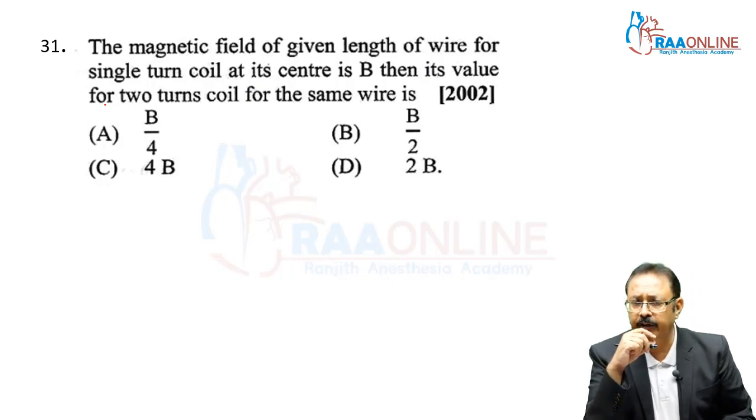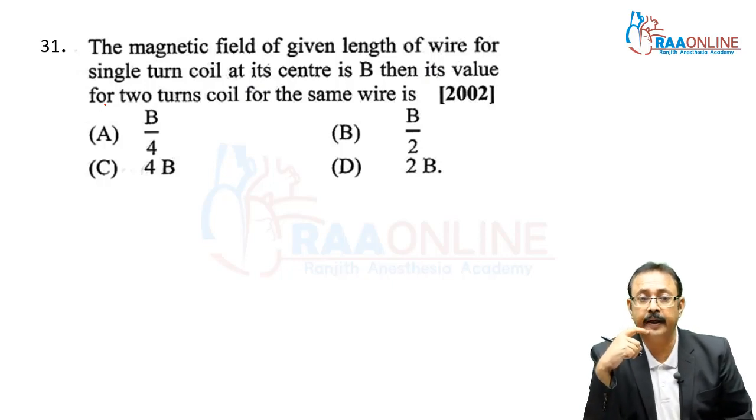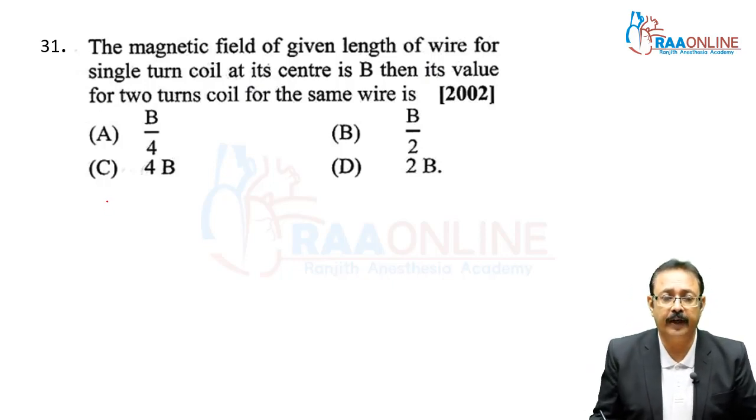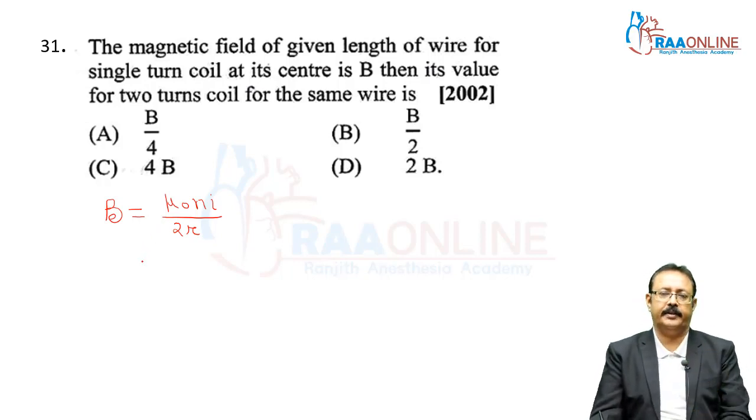The magnetic field of a given length of wire for a single turn of coil at the center is B, then its value for a 2 turns coil for the same wire is. Again, we have to write the first formula and see which physical quantities are affected in the second case. We will go for that. Current in both cases is the same. Only the number of turns and radius we are changing.